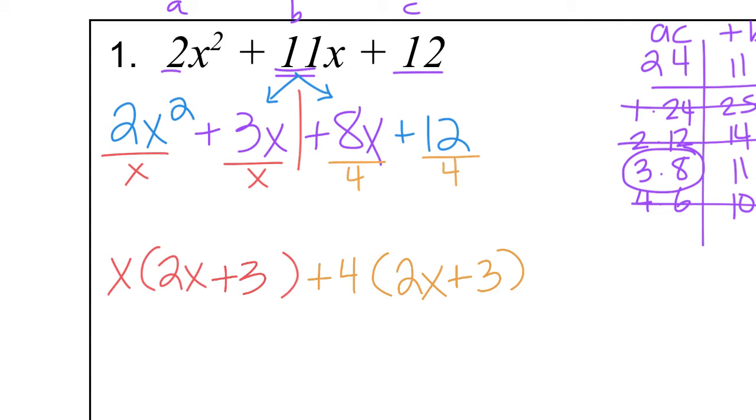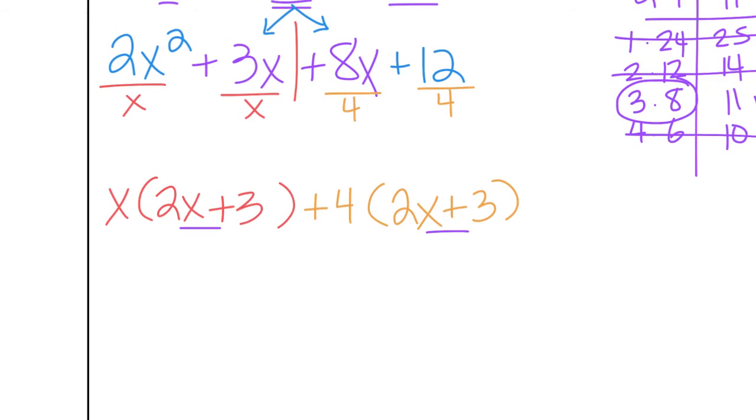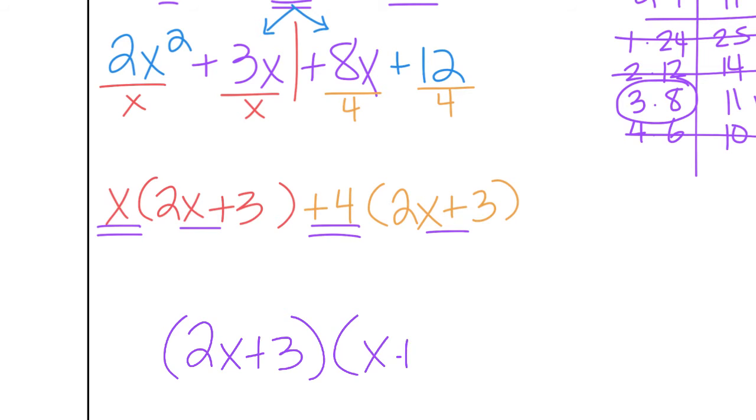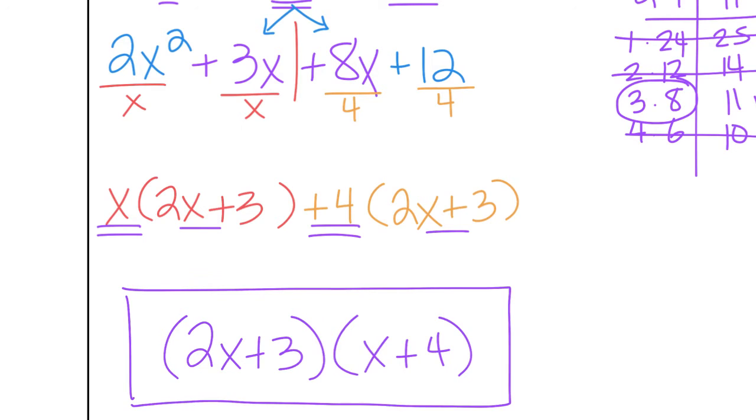So you'll know you did this correctly because what's inside of the parentheses is the same for both of them, and that's going to be our first factor. And then everything outside of the parentheses is the other factor, so x plus 4. And that is our final answer.